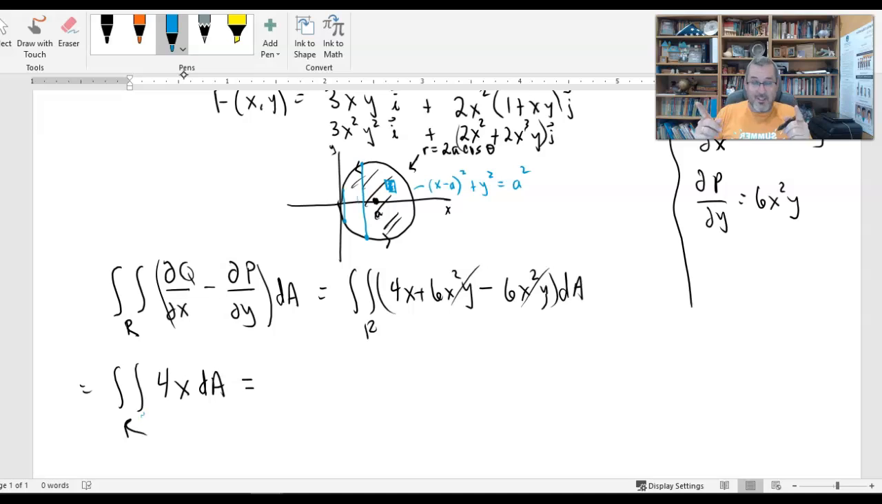Or you could convert this thing to polar coordinates, because from my previous r equals 2a cosine theta, that seems pretty good too. Let's go polar here for a minute. So in polar coordinates, I would have 4 times x. Remember, in polar coordinates, x equals r cosine theta. And dA is r dr d theta. And so here's my setup.